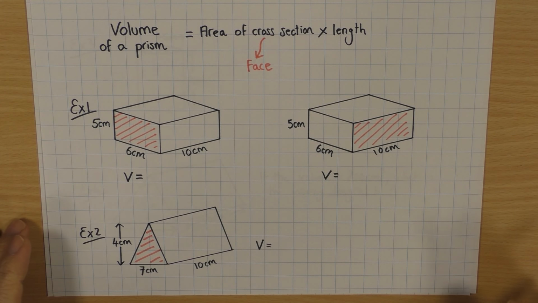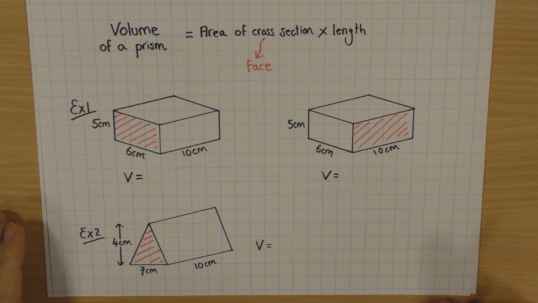Right, hi, we're about to teach you how to work out the volume of a prism. The formula is there. The volume of a prism equals the area of the cross-section times the length. Another word for cross-section is the face, so I might talk about the area of the face. On all the examples I've chosen here, the red highlighted ones are the faces.